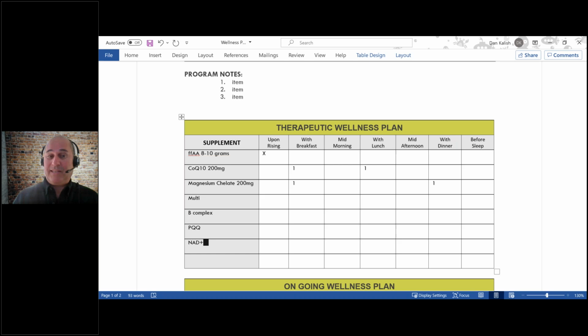You don't have to do all these things, but that would be the complete program if you're wondering. And the free-form amino acids are going to help stimulate the body to repair and build more mitochondria. That's kind of what we're after here.